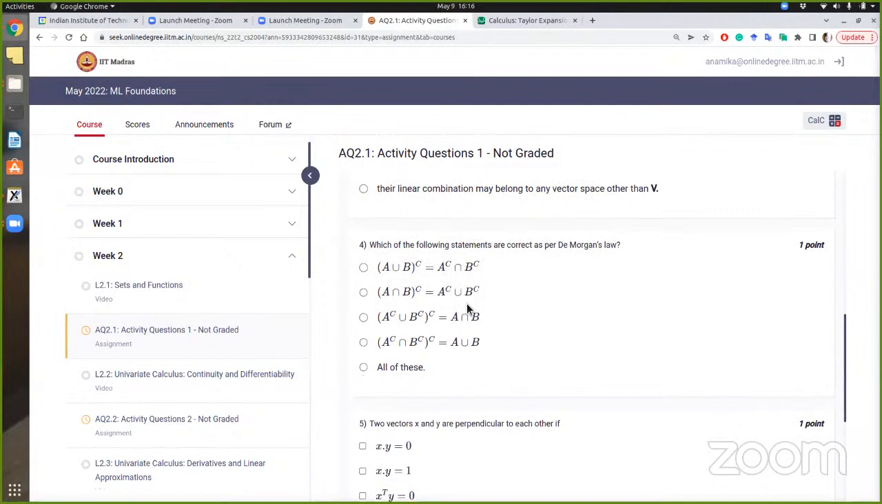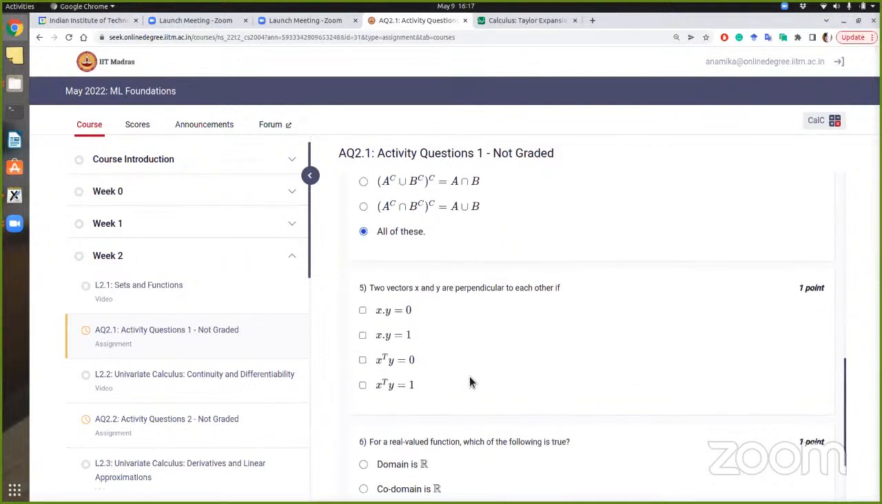Next question, De Morgan's law. I hope this is very much familiar to you from your high school as well. What happens when you take the complement of the whole term? The individual elements get the complement as well as the sign gets reversed. So if it is a union, it becomes intersection. If it is intersection, it becomes union. So A becomes A complement, B becomes B complement, union becomes intersection. This should also be correct. And here, complement of A complement should be A, and then union becomes intersection, and then complement of B complement should be B. So all these options should be correct. This is the right answer.